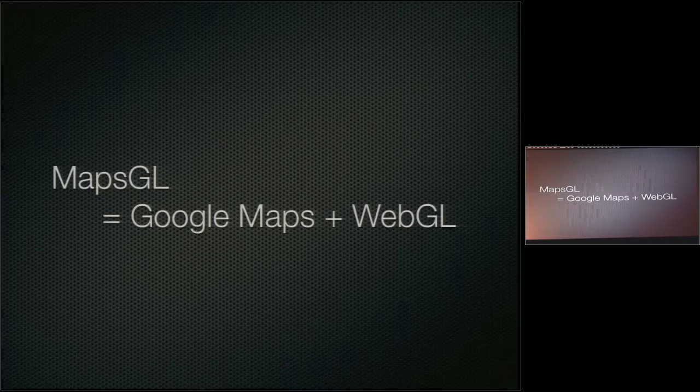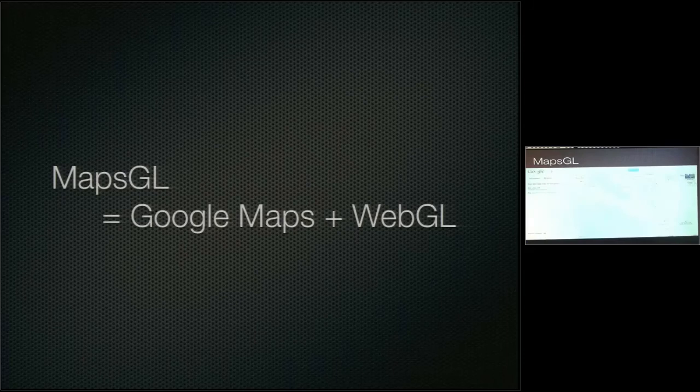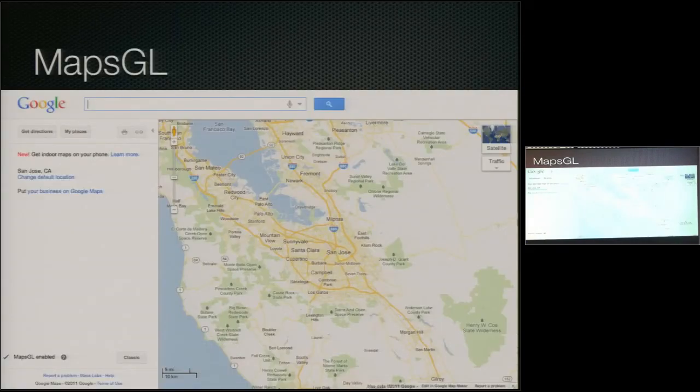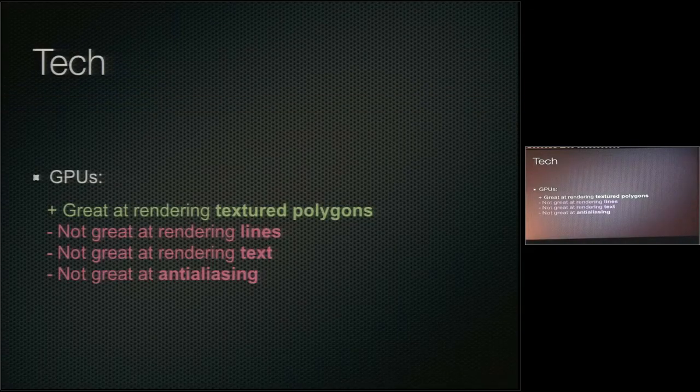So going back to MapsGL, it's the combination of Google Maps with WebGL. I'm going to talk a little bit about some of the technical details behind it, just touch on it very lightly. One thing about GPUs is that they're great at rendering textured polygons, and that's wonderful for games. Games have lots of textured polygons.